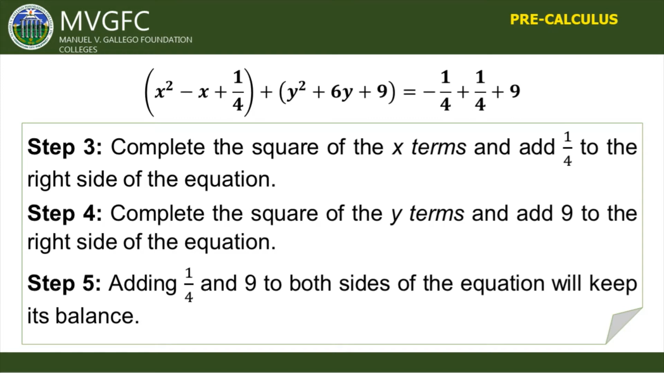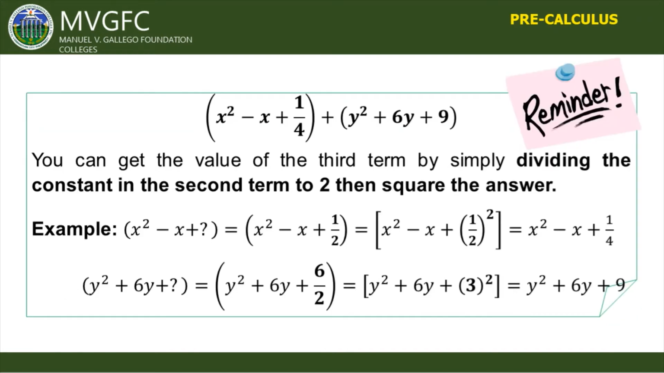Okay, so let me give you a short review of completing the square. So how do I get 1/4 and 9 as the third term? The first thing you need to remember is that you can get the value of the third term by simply dividing the constant in the second term by 2, then squaring the answer.